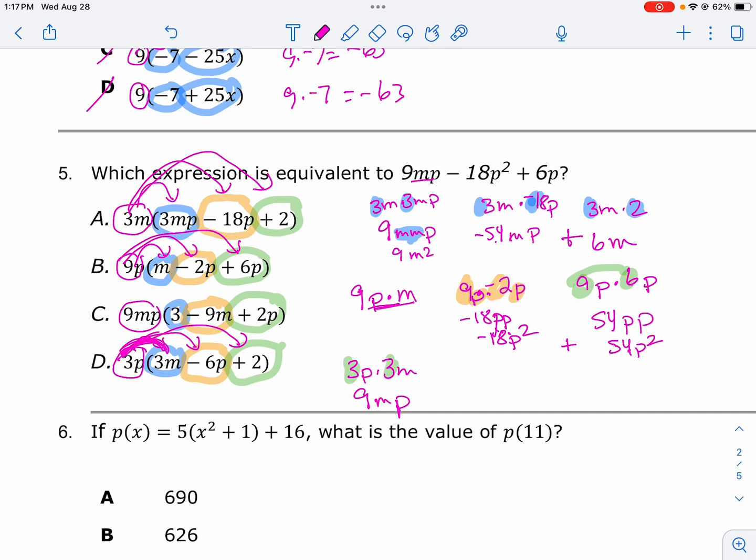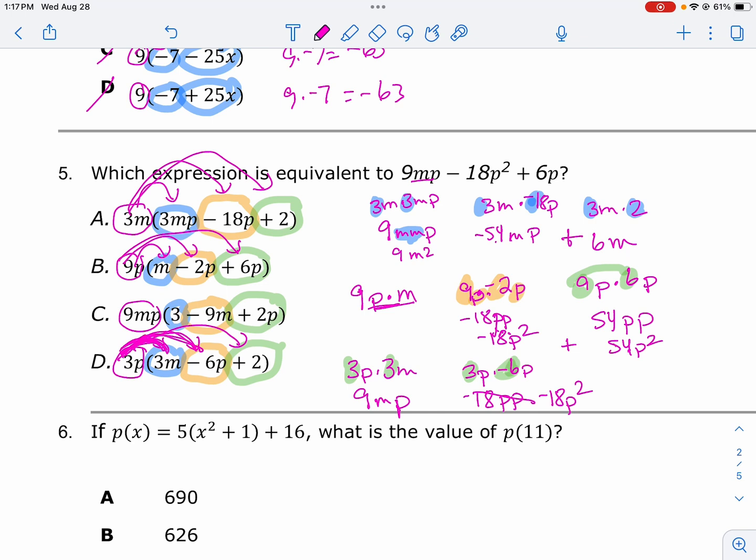Okay, now I'm going to go to 3P times negative 6P. So 3P times negative 6P. I'm getting 3 times negative 6, which is negative 18. And then I have those two P's, right? Well, isn't that the same thing as P squared?